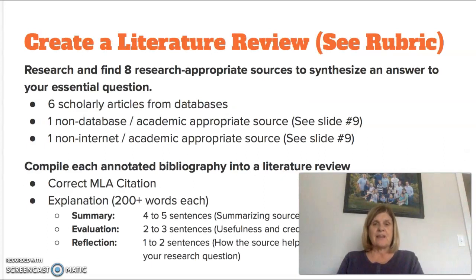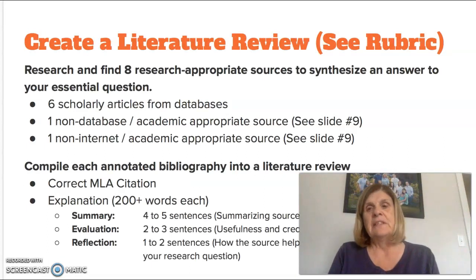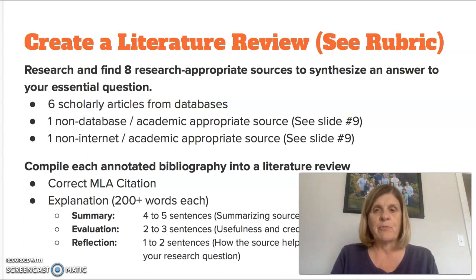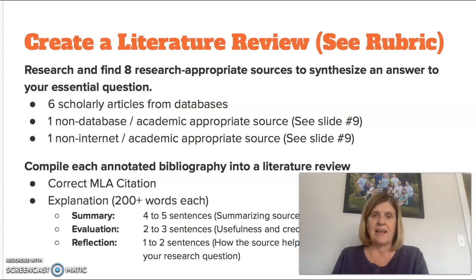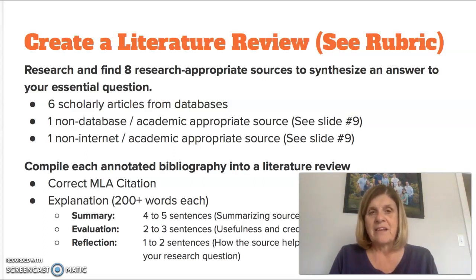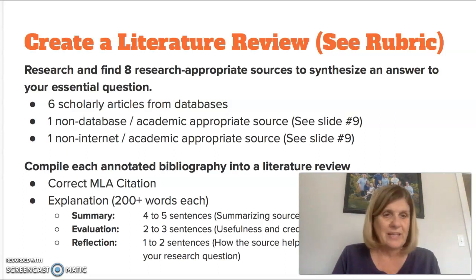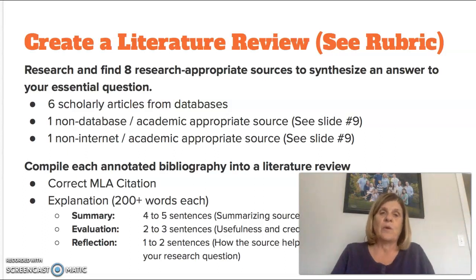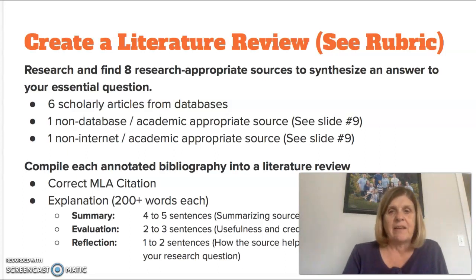So here is your assignment for your first major paper for Unit 3, and there is a rubric guide in your list of extra handouts. It asks you again to find 8 research-based sources. 6 will be scholarly, 1 will be a non-database academic source, and we'll talk about those when we get to slide 9. And then 1 is a non-internet academic source.